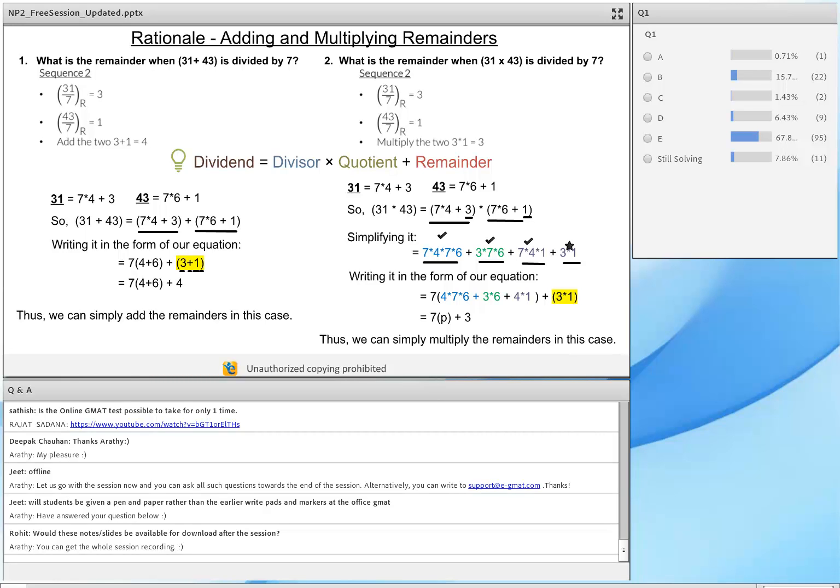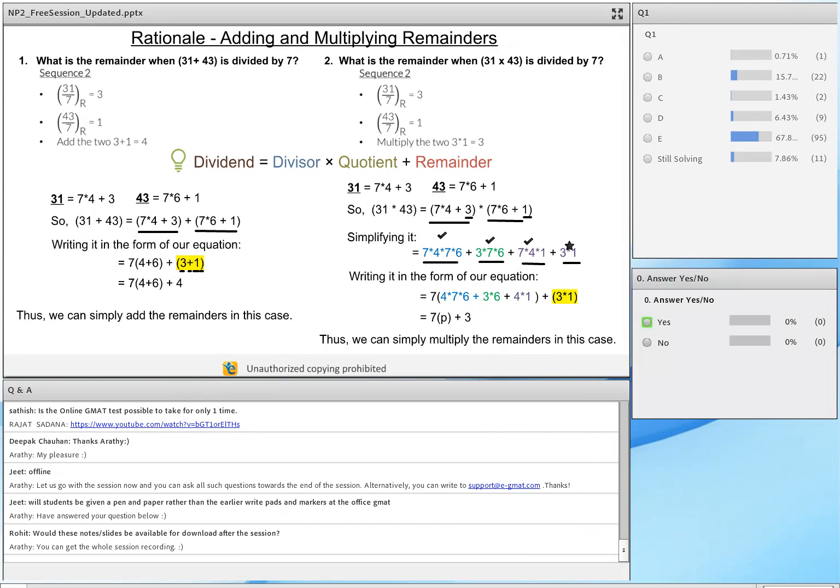Or in other words, if you want to simply remember this, when it comes to the product of two numbers, the remainder for that is the product of their individual remainders. Is that clear why the sum and product property works? All right, it all stems from this basic remainder equation that we have. Now let's apply this equation to solve questions.